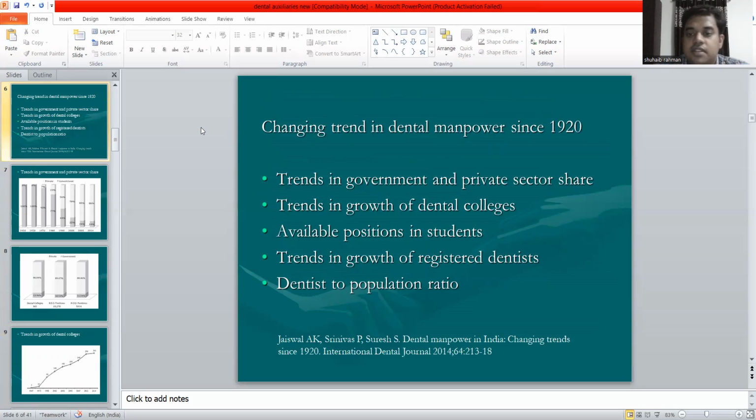Coming to changing trends in dental manpower since 1920, we all know that there is a boom in dental colleges. So did the dental professionals in India, especially in the last 2 decades, especially after 2000. So we'll be discussing that under the following headings: trends in government and private sector share, trends in growth of dental colleges, available positions in students, trends in growth of registered dentists, and dentist to population ratio. The reference is from Jaiswal et al.